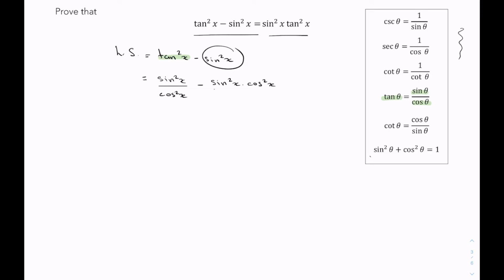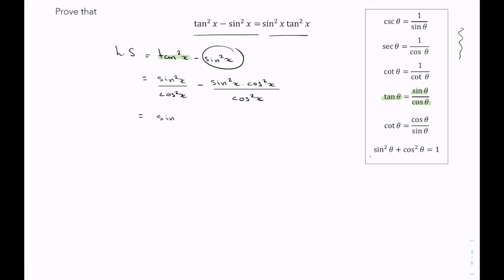The reason for that, again, I'm looking ahead, is that I want to combine it with the fraction that I already have over here, and the denominator is cos x. So I have cos squared x over here. And now I can combine them together. Okay, so what do I get?